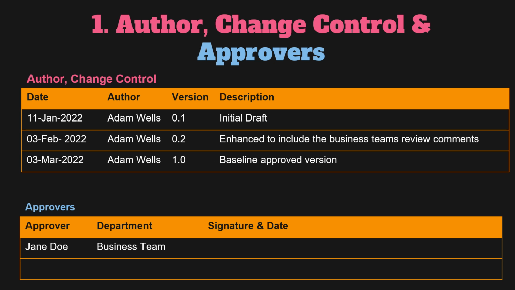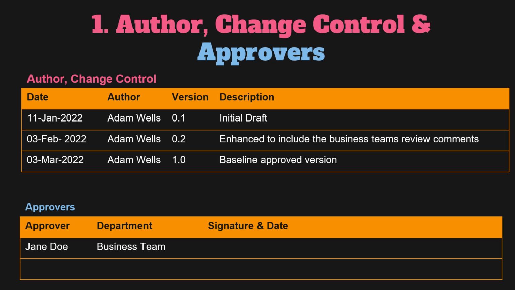Section 1. Author, Change Control, and Approvers. Any project's functional requirements document is crucial, thus any changes should always be managed by the document's owner. So the first section of the document should outline the name of the author, change control. This lists date, authors, and details of any changes made to the document. You can use this data to keep track of any modifications made during the life of the requirements document.